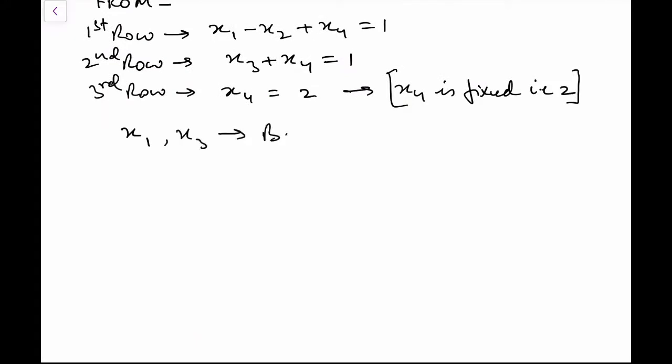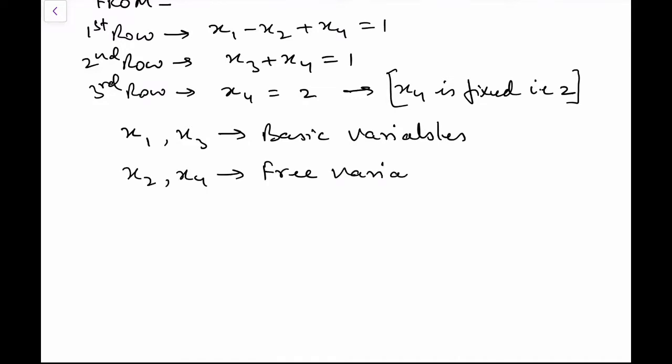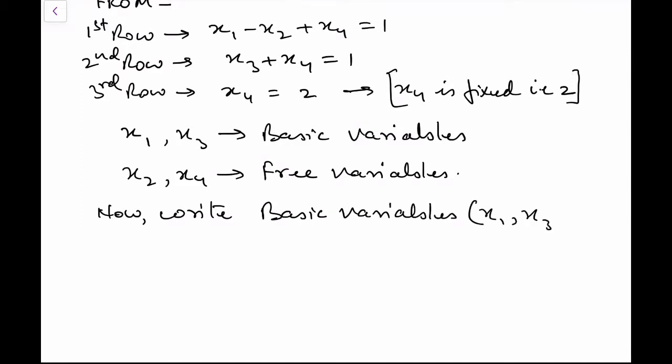Now since x1 and x3 are basic variables and x2 and x4 are free variables, now write the basic variables, which are x1 and x3, in terms of free variables, that is x2 and x4.